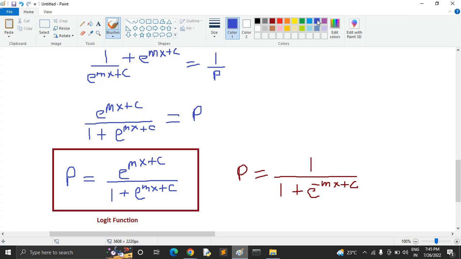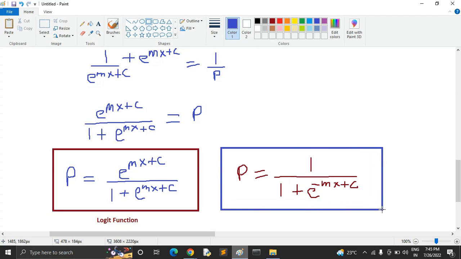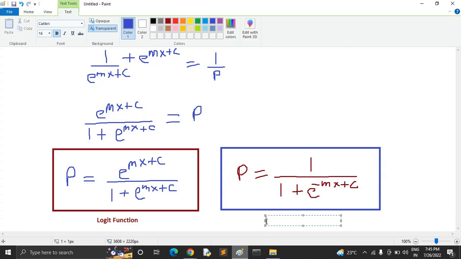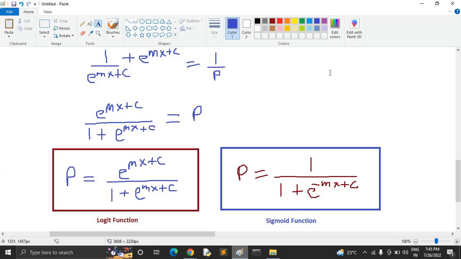We call this equation the sigmoid function, guys, right? It does the same thing for you. It will boil down the range of minus infinity to plus infinity to 0 and 1. This function is known as sigmoid function.